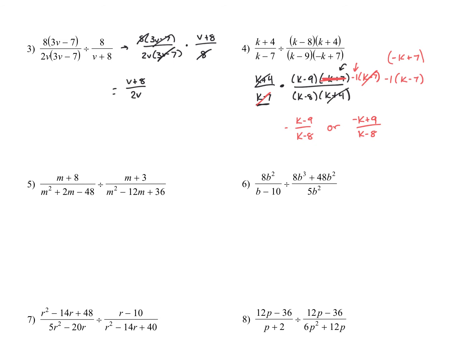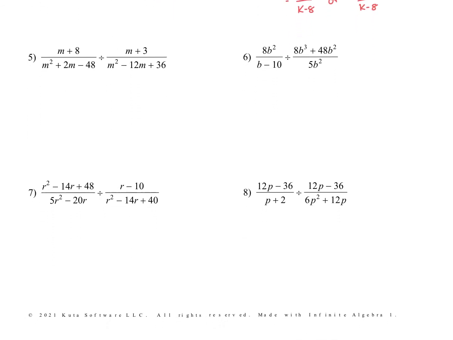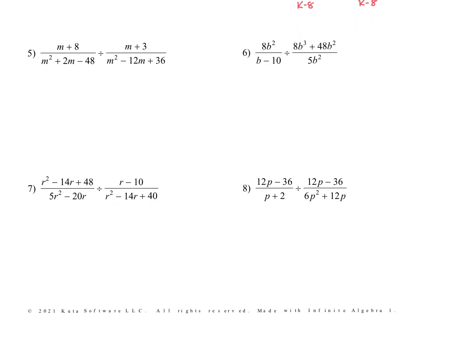Okay, let's do number 5. Now in number 5, we're seeing 2 trinomials, so that means we're going to have to factor. So let's go ahead and do that. Keep, change, flip though first. That's always the first step, is rewriting. If you can do it both in one step, that's awesome, but I'm just going to do it one step at a time so that we don't confuse people.